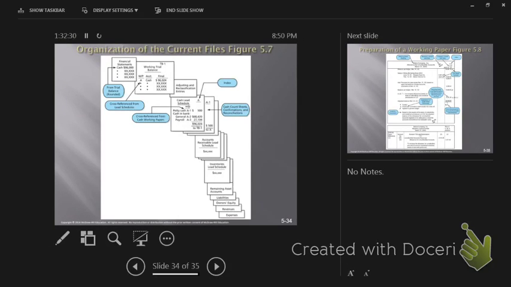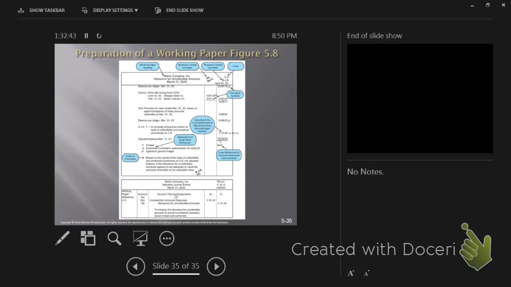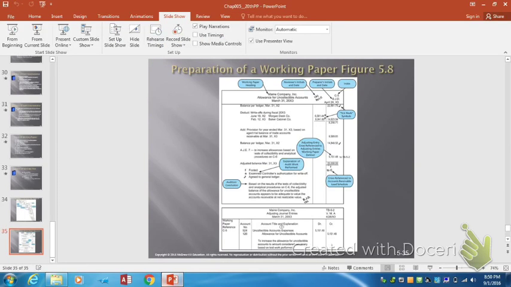All right, and then here's just a little flow chart of how some of the organization of the current files could flow. I'm not sure I'm a big fan of it, but I left it in here. And then the preparation of the working papers. But let me show you, I'm going to pull it up on here as long as it doesn't yell at me.